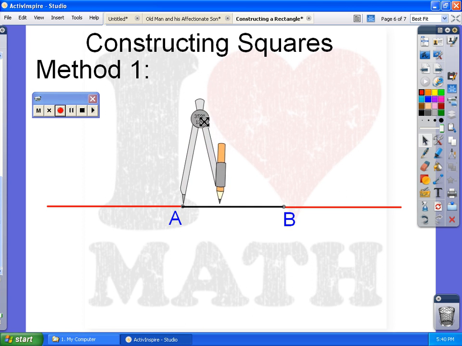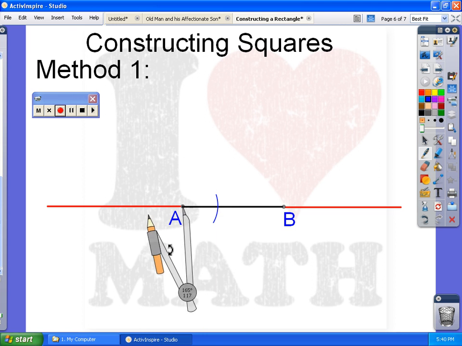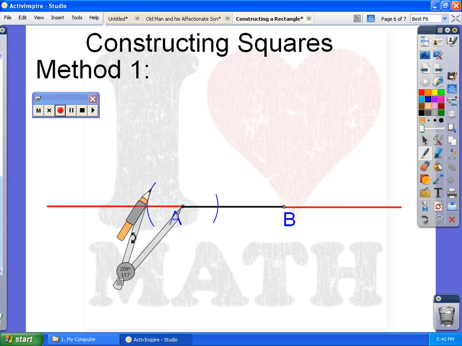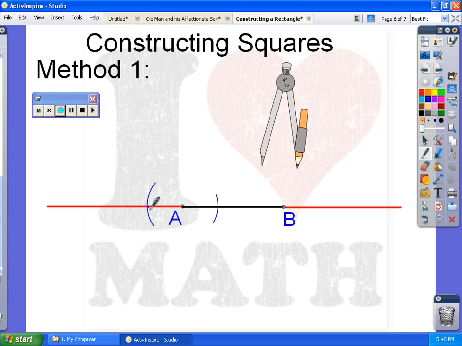Placing your compass on point A, I'm going to extend my compass so it does not quite reach the midpoint, but a little bit less than the midpoint, and I'm going to draw one arc. I'll rotate my compass around and create my second arc. What I have done at this point is create a new line segment between the intersections of the two arcs.